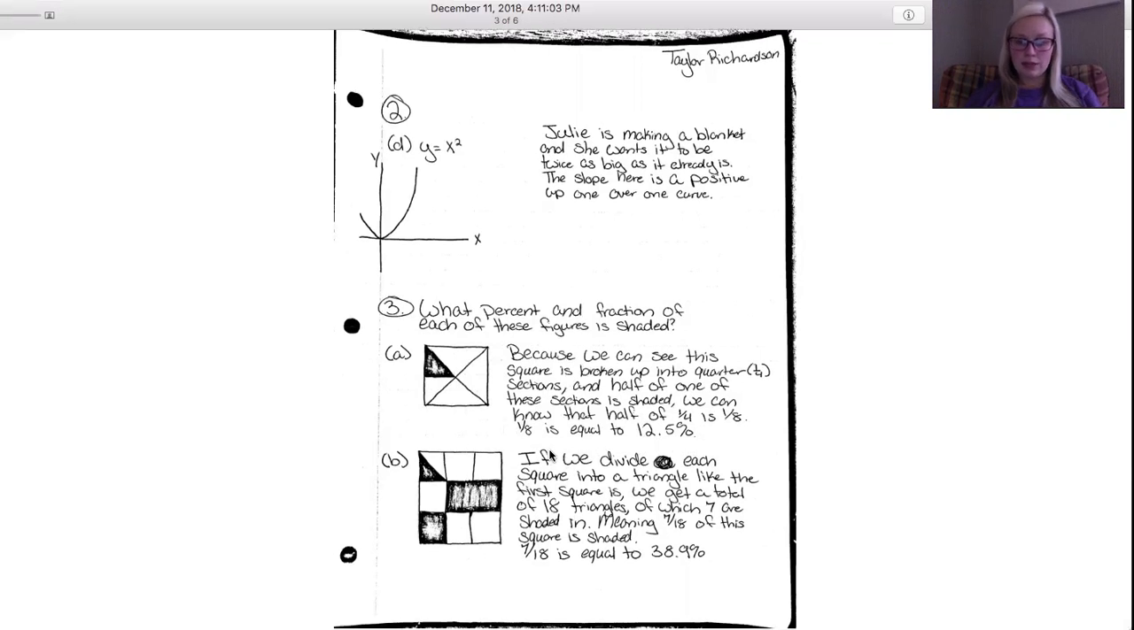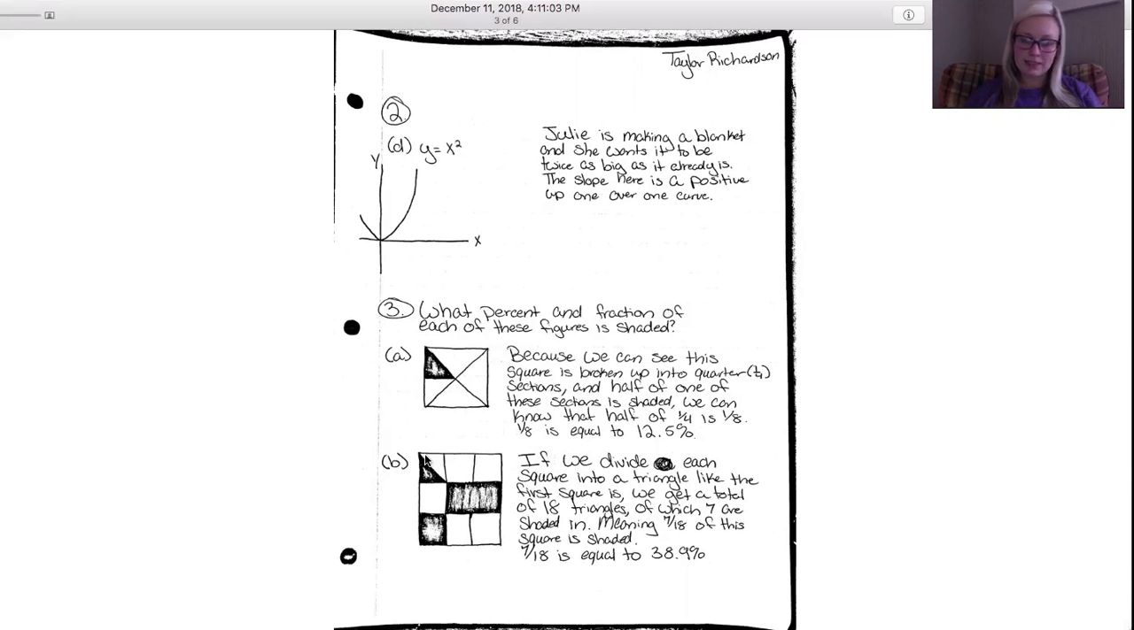And so similarly, we're going to look at this bigger square. It's divided into 9 smaller squares, but we are going to divide that even further, like the very first box. We're going to divide each smaller square into 2 triangles. And so when we divide all of those squares into these triangles, we can see that 7 of the 18 triangles that we now have are shaded. That means 7/18 of this square is shaded, and 7/18 is equal to 38.9%.